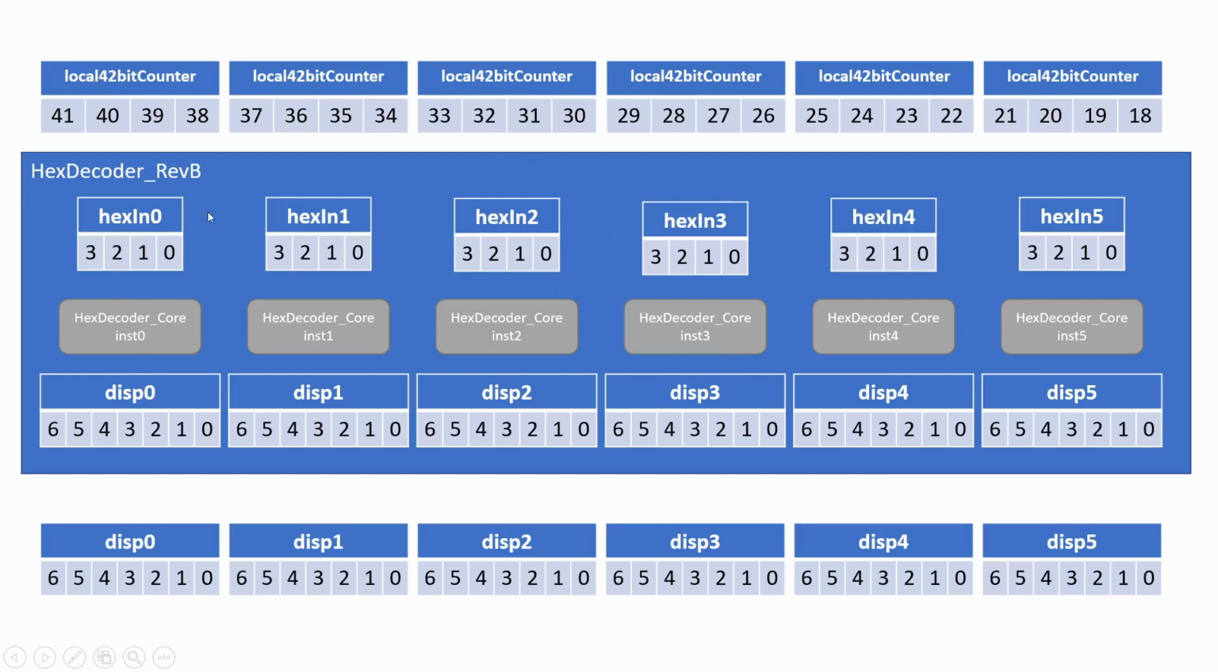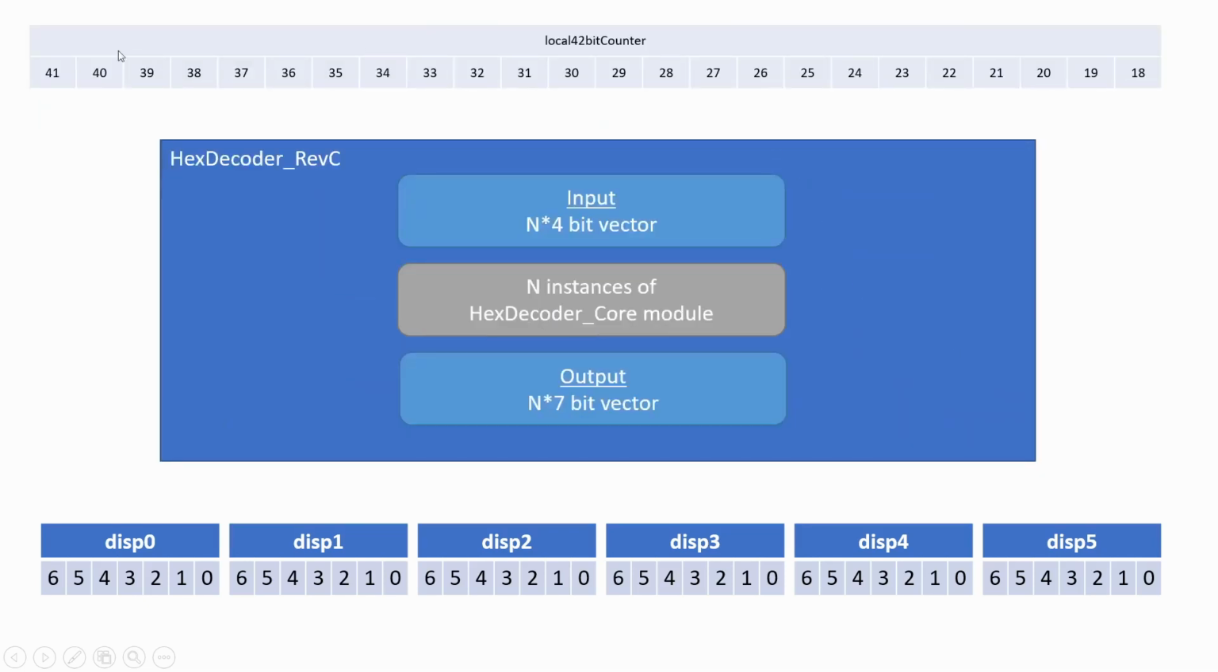So what if we didn't want to have to manually specify all of these inputs and outputs? We actually had to specify all of those in our Verilog code. What if we just wanted to feed in all of the same bits from the local 42-bit counter, bits 41 down to 18, and populate the same displays out here?